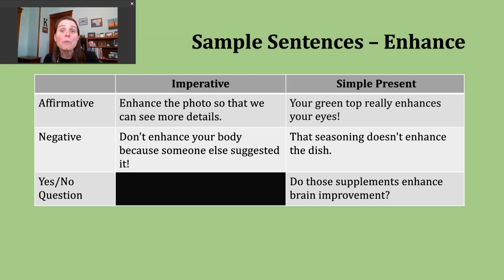Okay. Now, if I want to make a negative imperative, so here I'm telling someone not to do a particular action, I start with do not, and then I use the base verb. I can also combine do not into the contraction don't. Here's another example. Don't enhance your body because someone else suggested it.